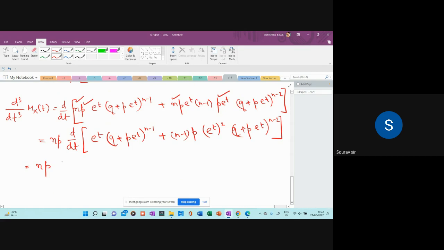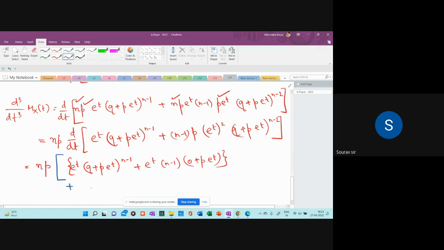So for the derivative, again using the p into q rule for the first section, that is going to give me e to the power t into q plus p into e to the power t whole to the power n minus 1, plus e to the power t into n minus 1 into 0, plus p into e to the power t. That is for the first portion. I'm writing it in a blue bracket.